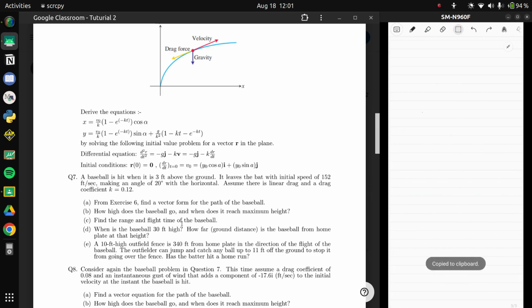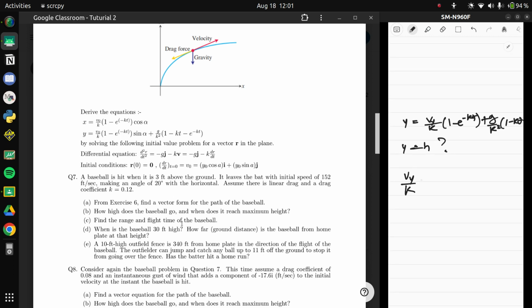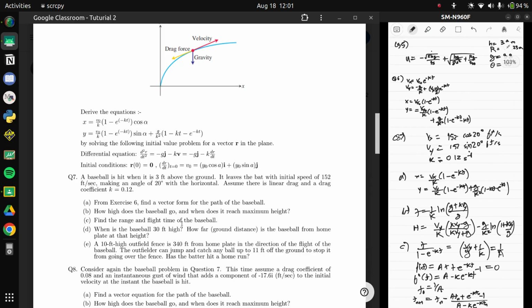So once again, what we want to figure out is, is y equal to h? Does that happen? Which is to say, just have vy upon k plus g upon k squared. Wait, this is in fact plus, isn't it? Why was that being negative or something? I don't remember that. Oh, because it was a derivative of it. Sure, that makes sense. This thing is not a derivative.